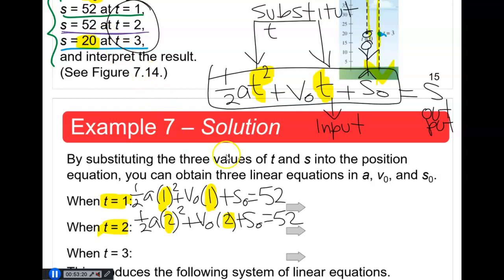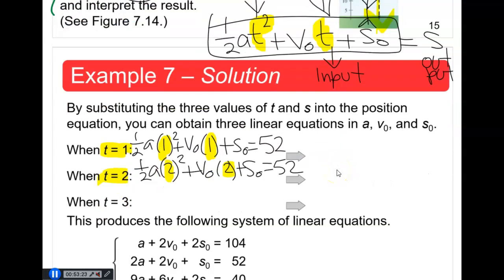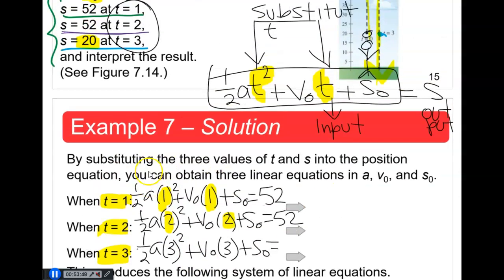All right, now for our third equation, the number that we're going to substitute for T is a 3. So we have 1/2 A and then 3 squared plus B sub 0 parentheses 3, and then plus S sub 0 equals, and I need to check what it was, is equal to 20 at T equals 3. So we put a 20 here.